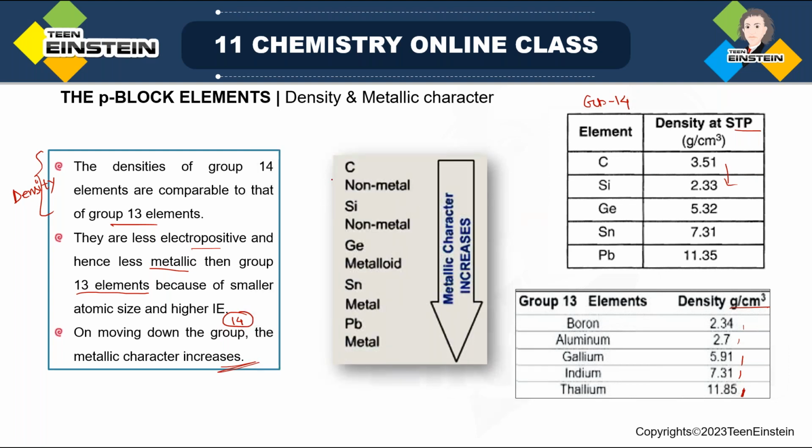So this is group 14. The first element is a non-metal. The next element is also a non-metal. Now for germanium, the middle element, it has some metalloid character, an in-between character. And again for tin and lead, these two are metals. So from this, you can understand that metallic character is increasing down the group, which is clear, right? So density and metallic character.